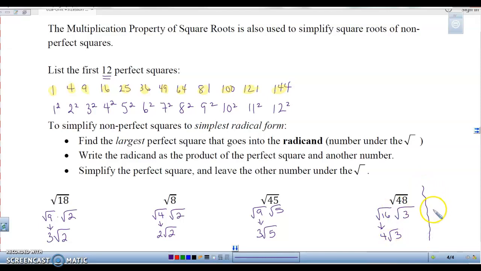Now, what if you said, oh, well, 4 is a perfect square. 4 goes into 48. 4 times 12 is 48. And that simplifies to give me 2 times the square root of 12. Okay, is this simplest radical form? No, it's not, because 12 will break down again into 4 times 3. We can take another perfect square out of there.